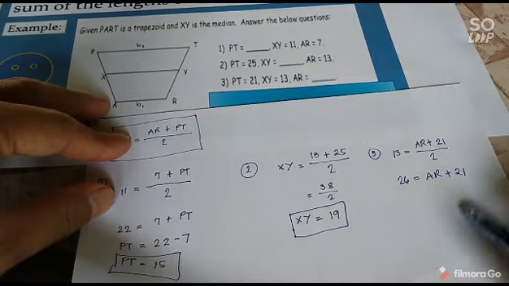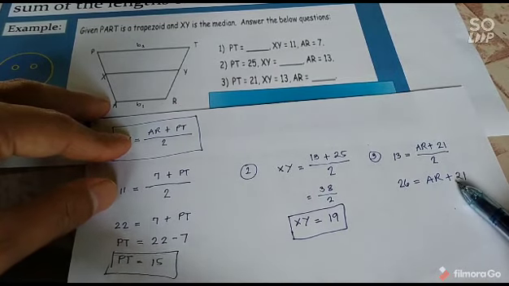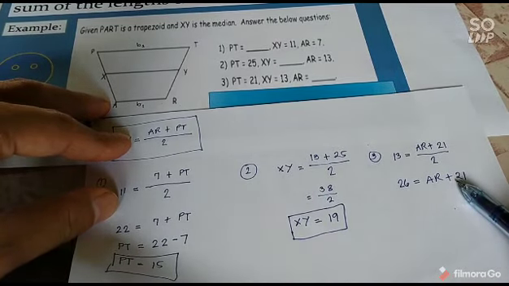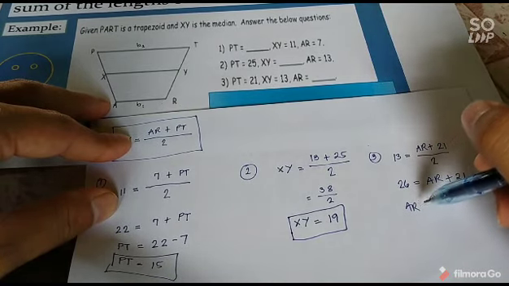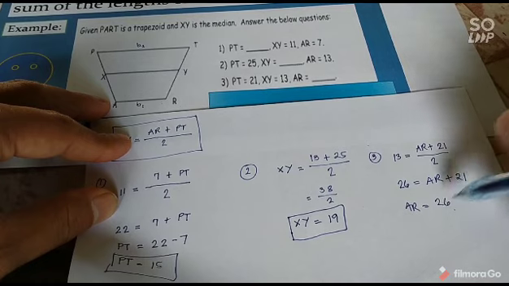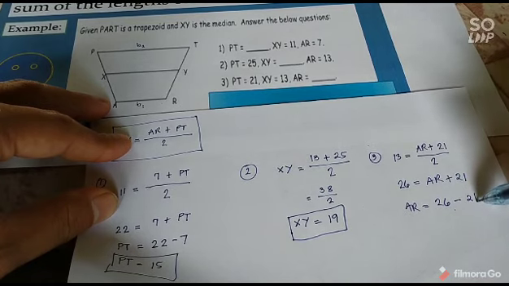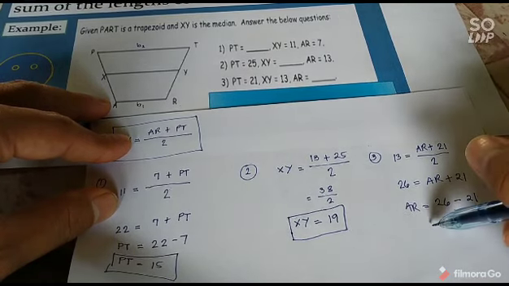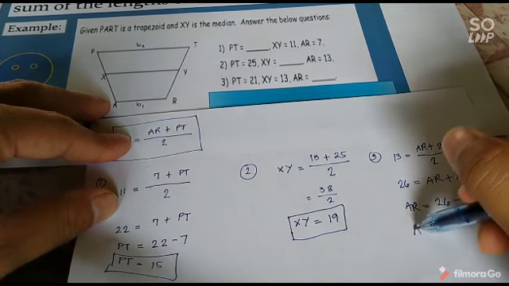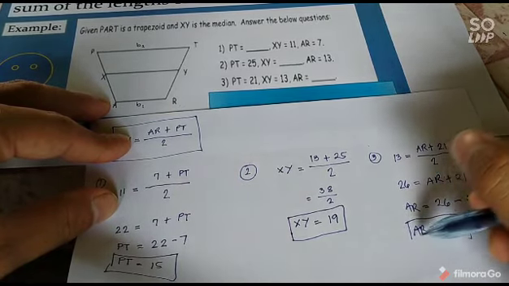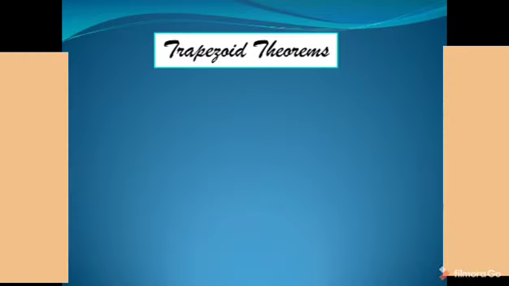So apply the subtraction property of equality so that you could transfer positive 21 to the other side. You would have AR equals 26 minus 21. So what is 26 minus 21? The answer is 5. So segment AR is equal to 5. Let's now proceed to theorem number 2.